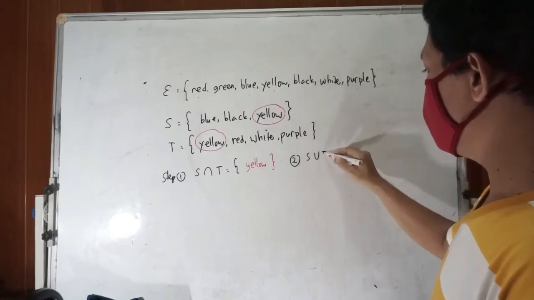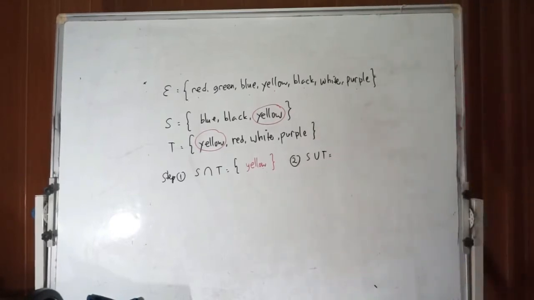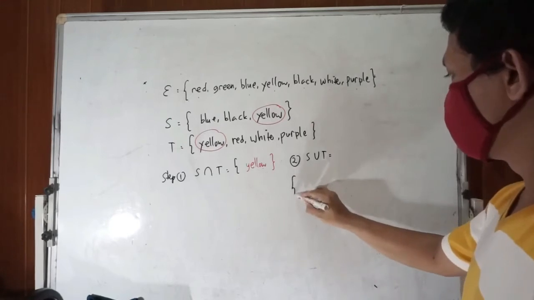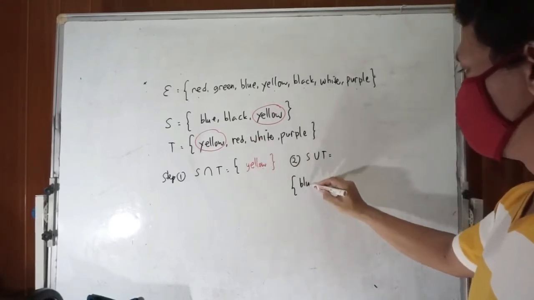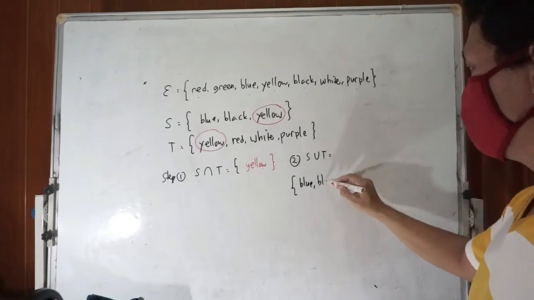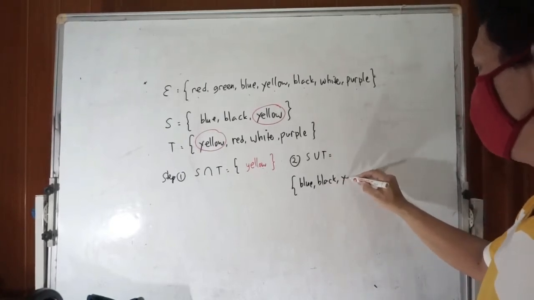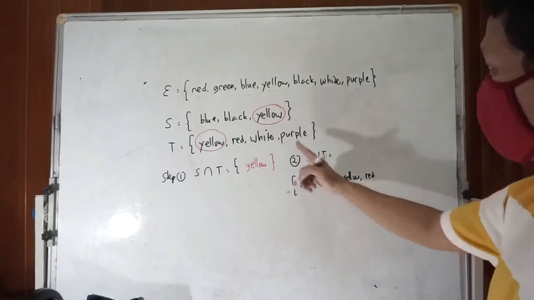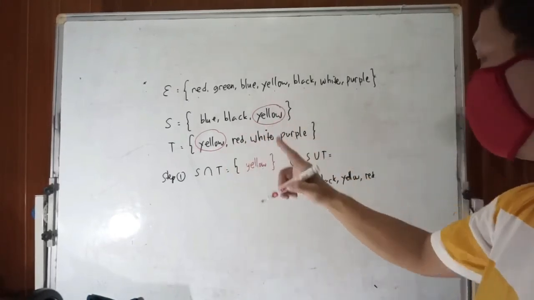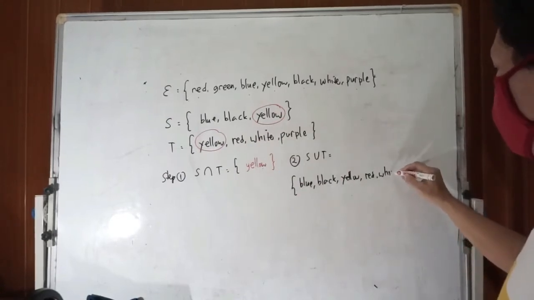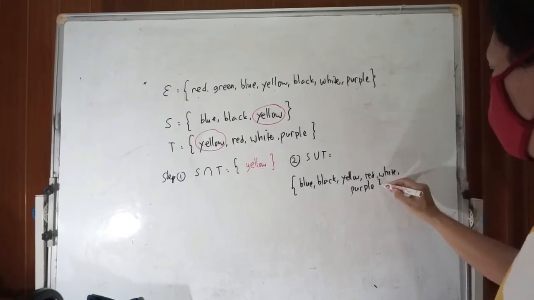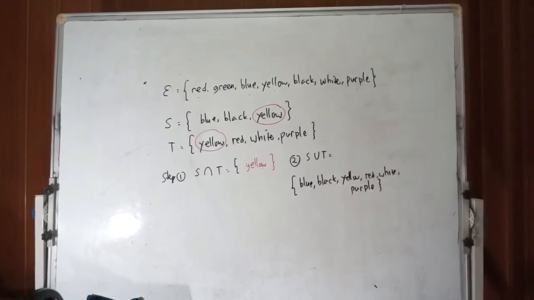So what about number 2? S union T. For S union T, it is blue, and then black, and then yellow, and then red. Sorry, yellow twice, but you have to list only one. And then white and purple. Okay, that is S union T.